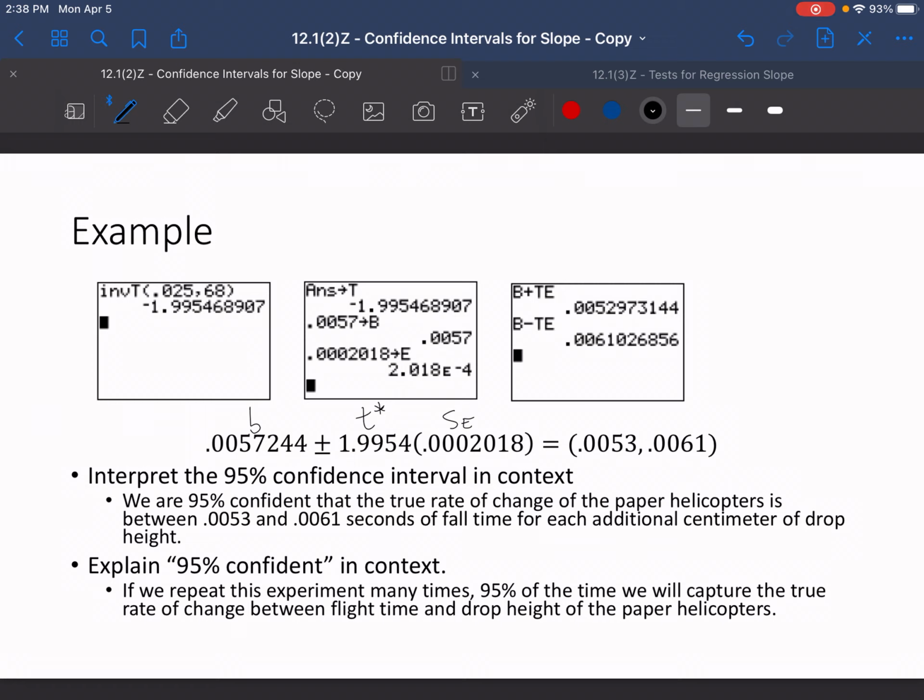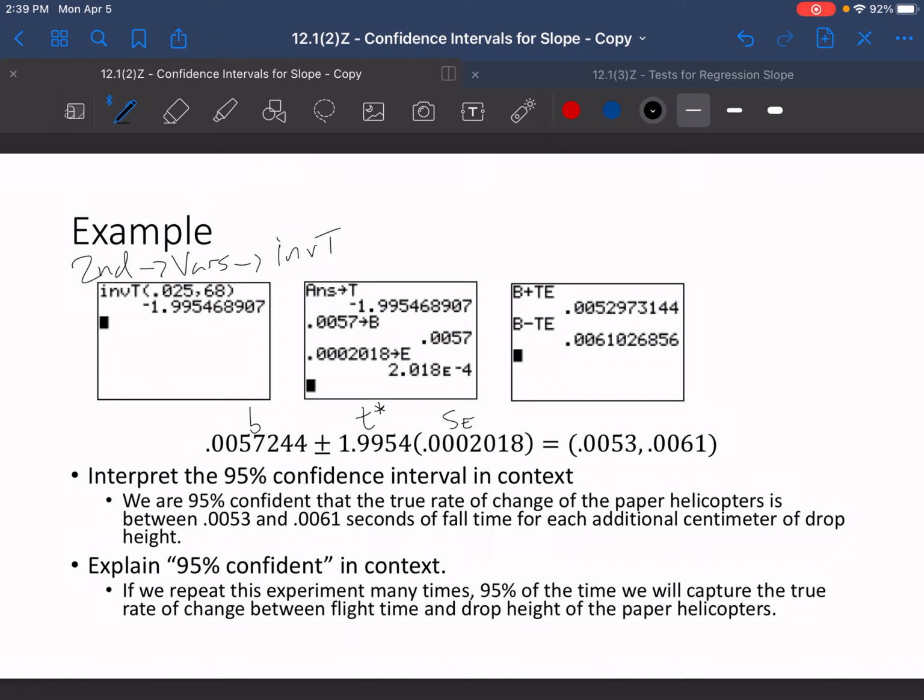Well, if we know that this is a 95% confidence interval, I know that I can go to stat, and let me check real fast. Or maybe, no, excuse me, not stat. Sorry, second vars, my bad. Erase that. We are going to look at second vars and then find inverse t.